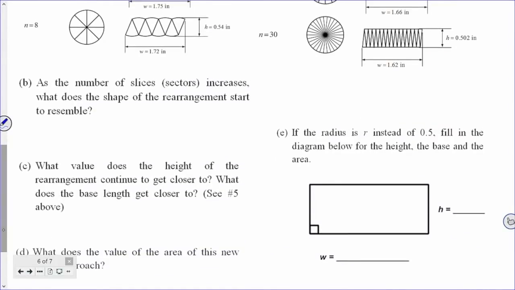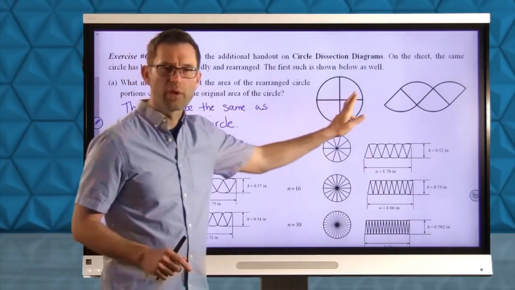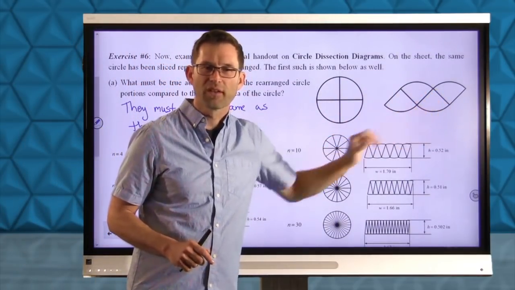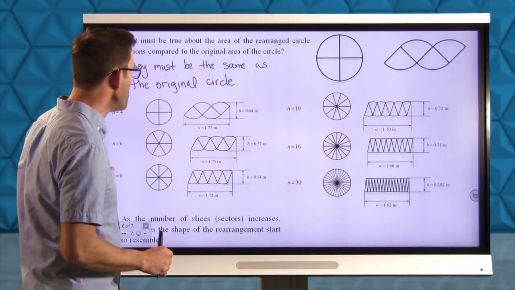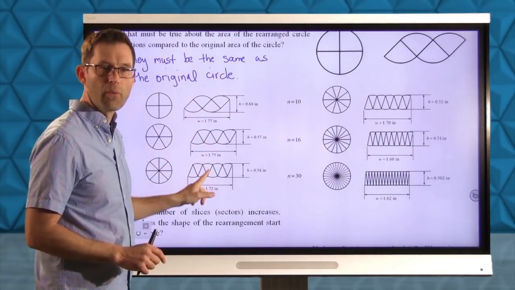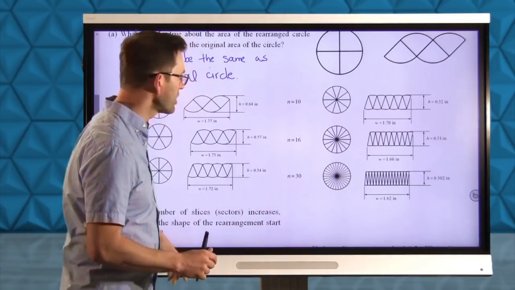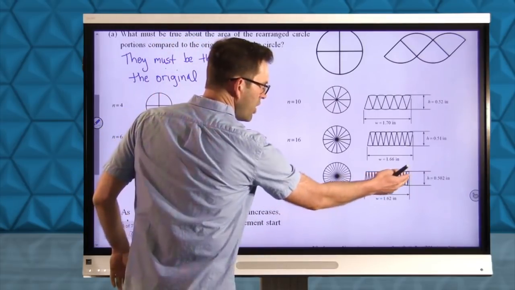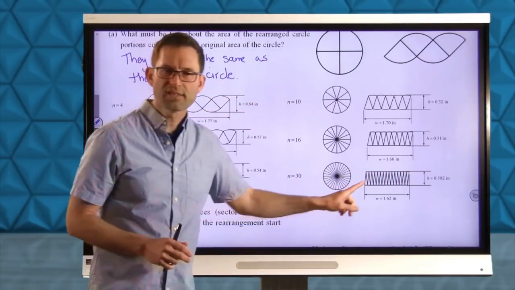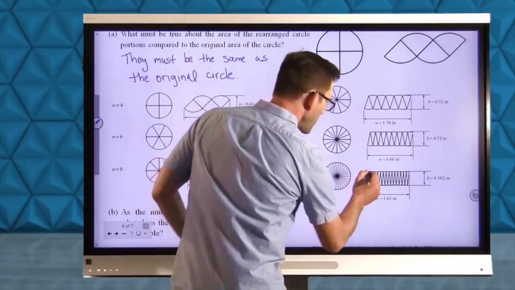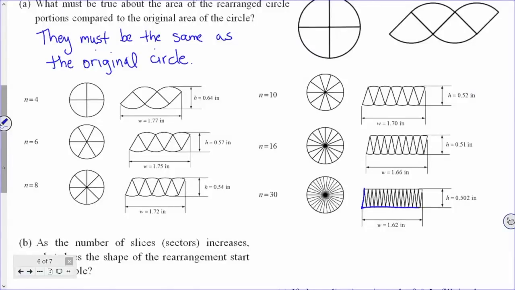Now, as the number of slices or sectors increases, what does the shape of the rearrangement start to resemble? In other words, for this first one, we get this kind of neat geometric pattern going on here. But as we increase the number of slices, what do these things start to look more and more like? Especially when you look down here at the 30 slice rearrangement, what type of shape does its exterior look like?